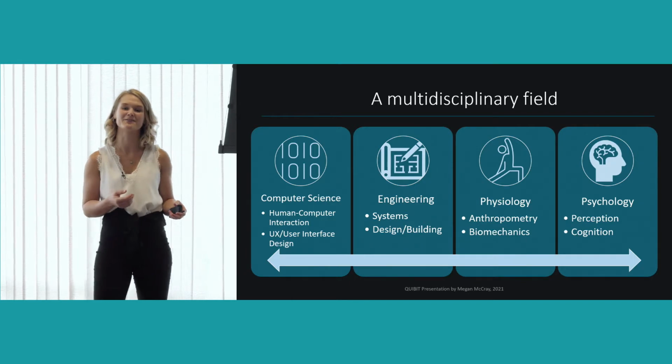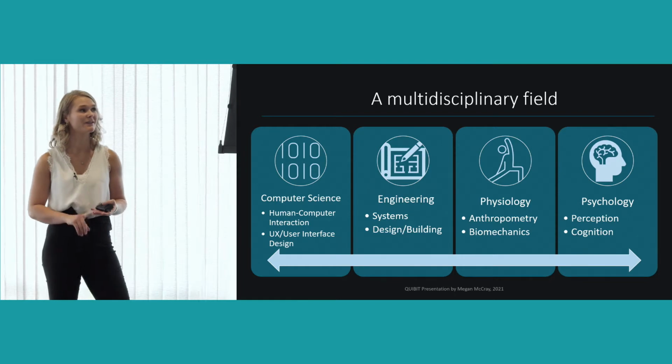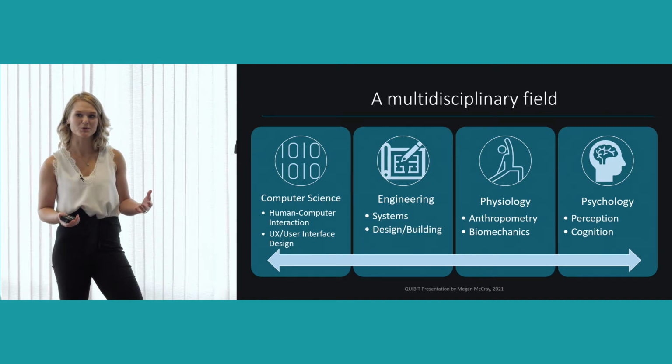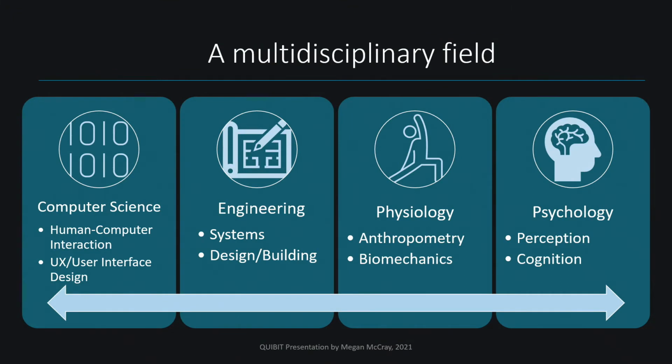We are a multidisciplinary field that integrates computer science, engineering, physiology, and psychology. From computer science, we're interested in human-computer interaction, user experience, and user interface design. Within engineering, we need to understand how systems function as well as how individual devices are engineered. From physiology, we pull ideas like anthropometry and biomechanics, so the size and capabilities of the body. And we apply all of this through a psychological lens in our understanding of perception and cognition.